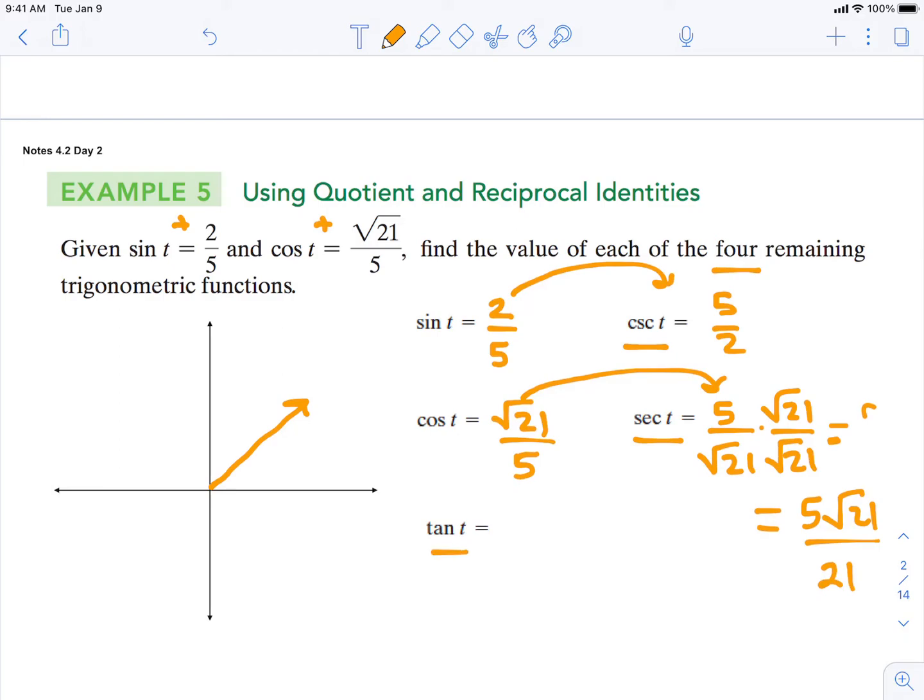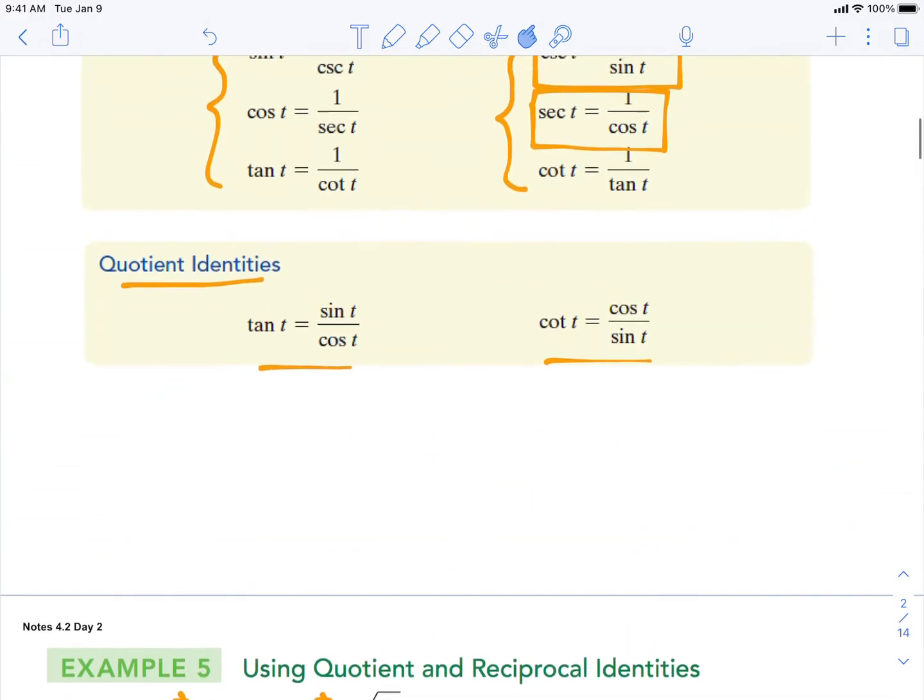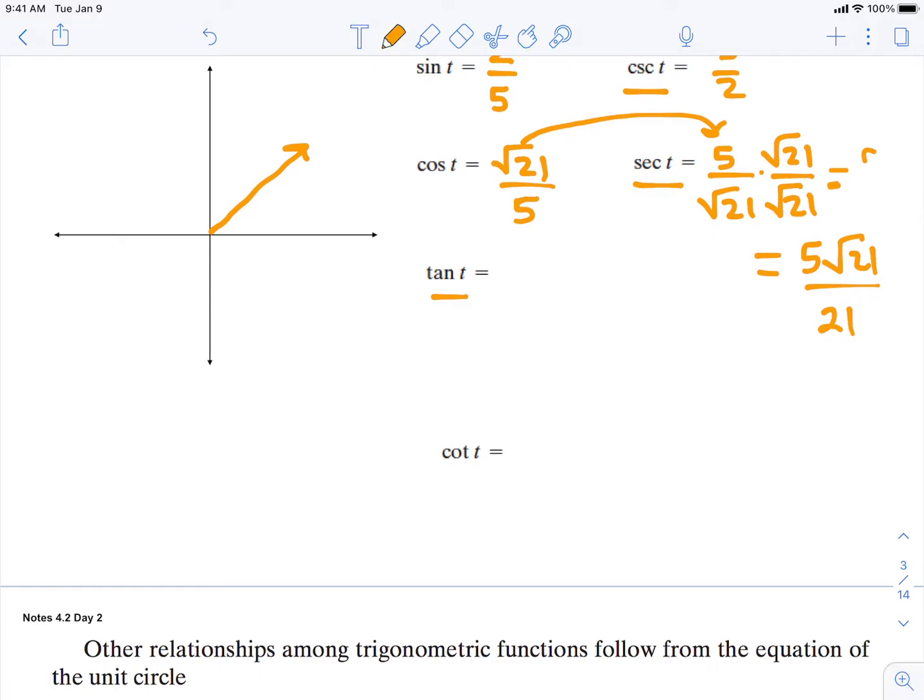The last 2 trig ratios we're going to change to the quotient identity. So the quotient identity says take the sine and divide it by the cosine value. So we have a fraction dividing another fraction. So we're going to keep the 2/5, change it to multiplication, and then flip that second fraction. And now we're going to simplify. Well, we can cancel a common factor of 5. Now we multiply across.